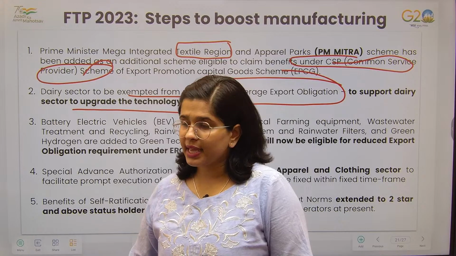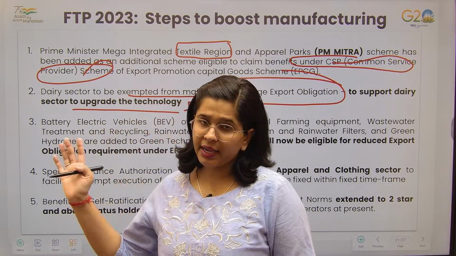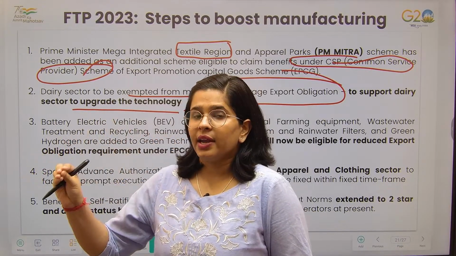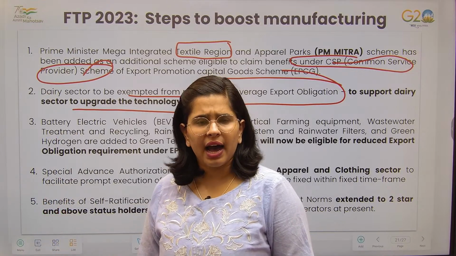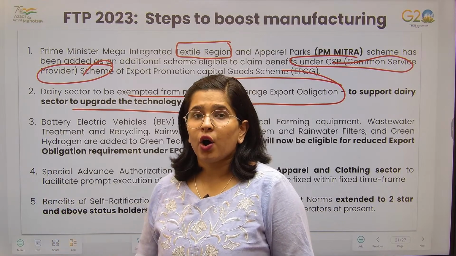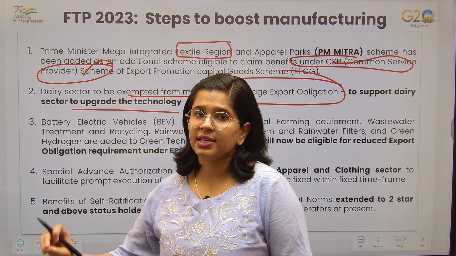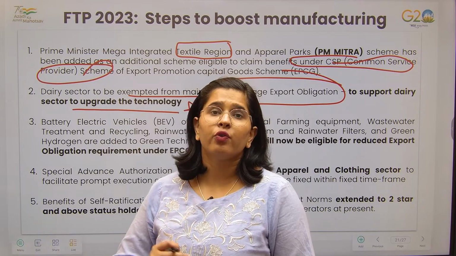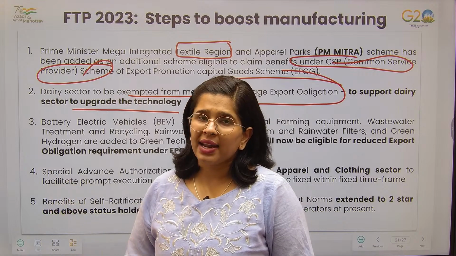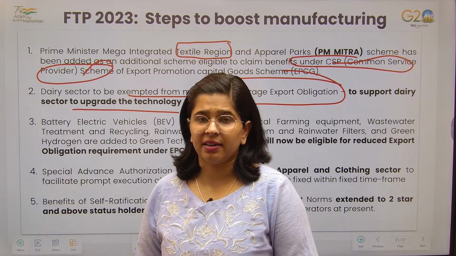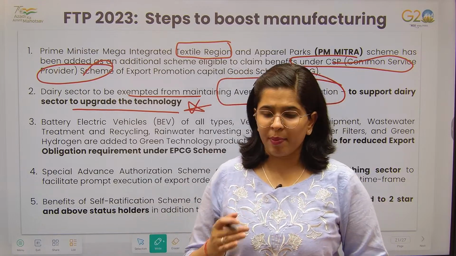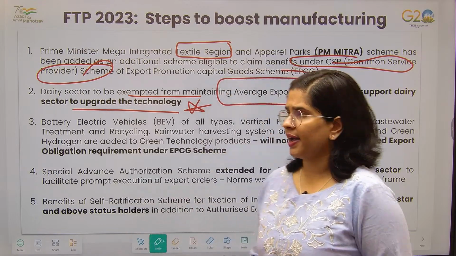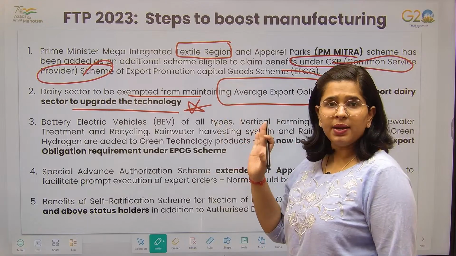Why? Because the dairy sector of India had concerns about entering that particular free trade agreement, that is RCEP. Australia's and New Zealand's dairy sectors are very strong, but comparatively our Indian dairy sector is still quite primitive. The technology has not been so much into the dairy sector. So that is why the exemption has been provided.